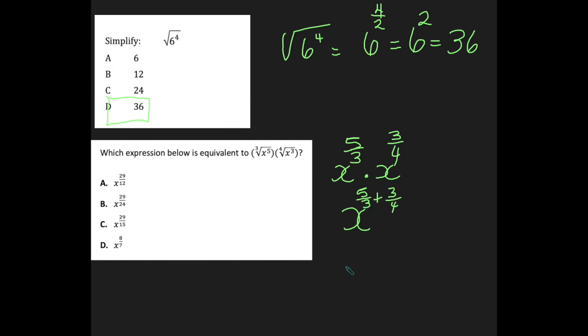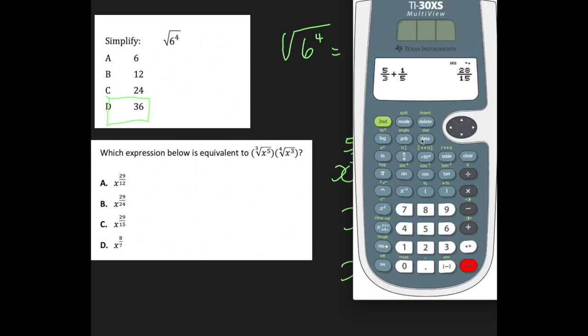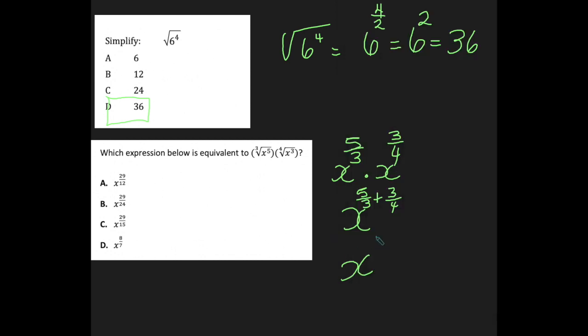Now, where I took this question, it said I could use the calculator. So I'm going to bring out my calculator and I'm going to put in 5. Actually, let's clear that. Fraction function first. 5 down 3. Go to the right. I'm going to add fraction function 3 down 4 to the right, and I hit enter and I get 29 over 12. So this is x raised to the 29 over 12.